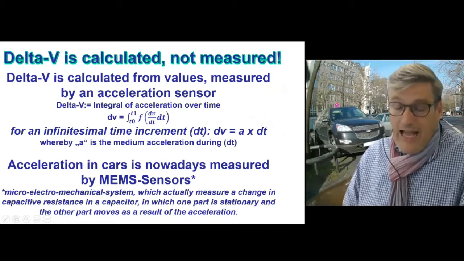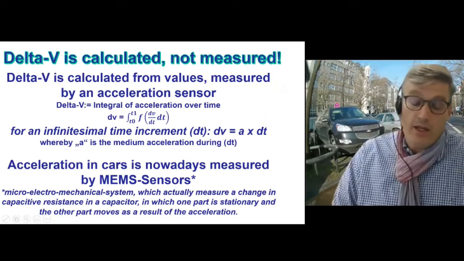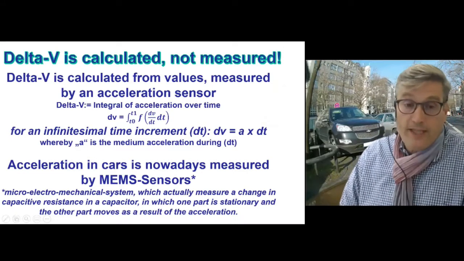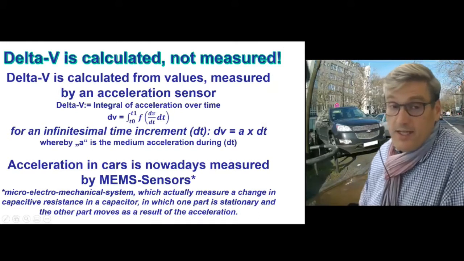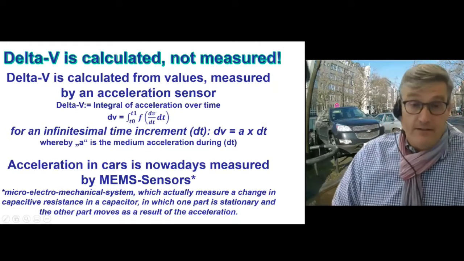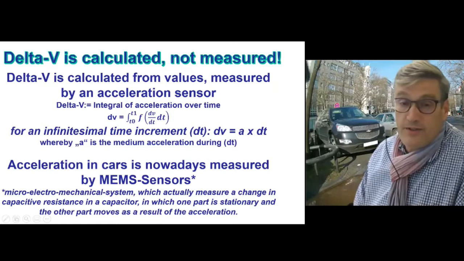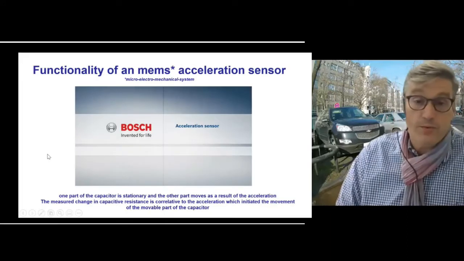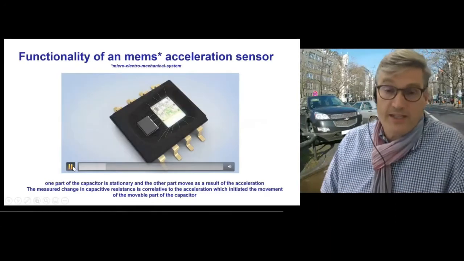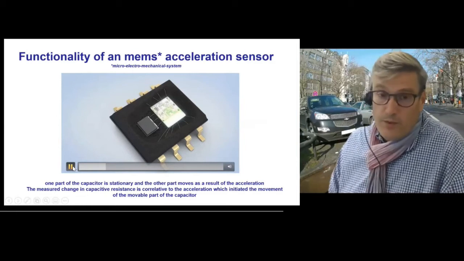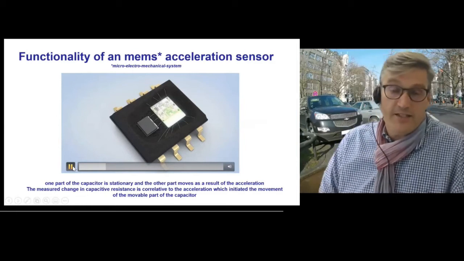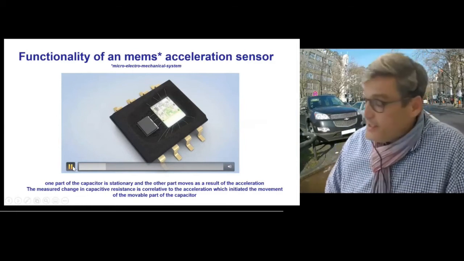So how does it work? In all cars, you have a so-called acceleration sensor, which is a microelectromechanical system. If you just go to the next slide, it gives you a short interpretation of what it looks like. On the right side, you see the computer, and on the left side, you see the actual sensor.